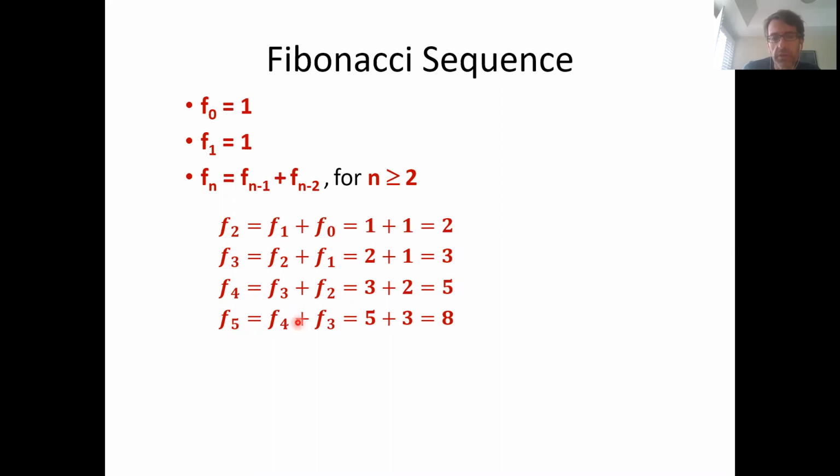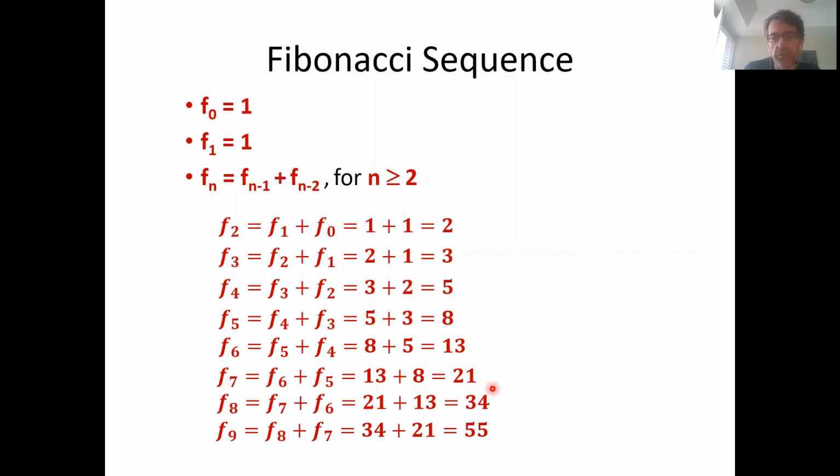The fifth would be f4 plus f3, so these two summed, it's 8, and so forth. The next one is the sum of the previous two. The next one is the sum of the previous two, and so forth. All right? So that's how you evaluate it.